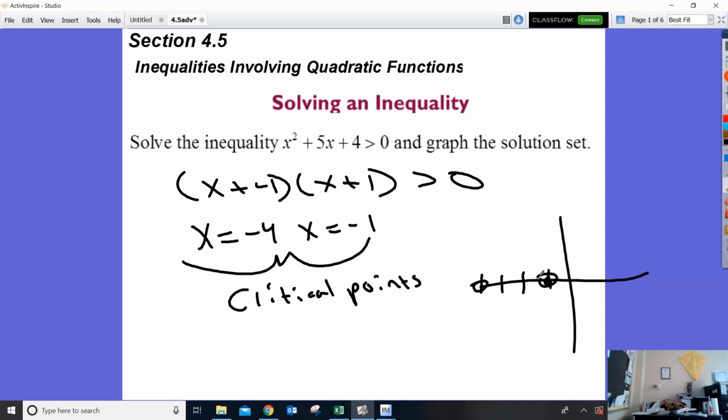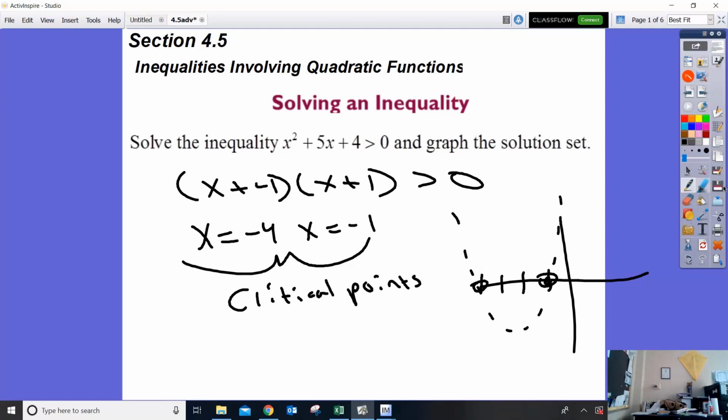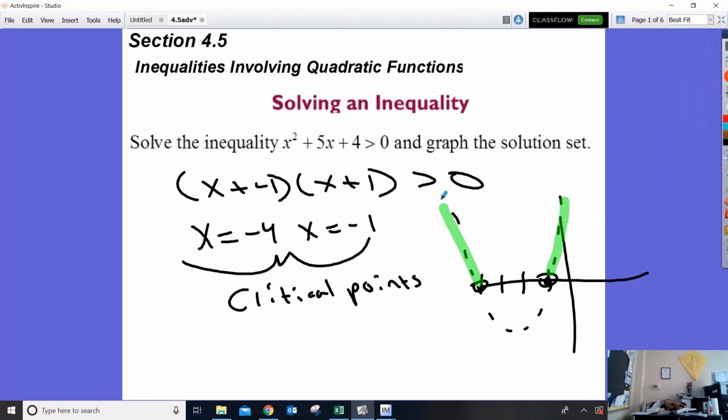Is this thing going to open up or down? What symbol is in front of x squared? So does it open up or down? Up. So a freehand graph of this thing looks kind of like this. Now the question is where are you greater than 0? Well, that happens in two places on the graph. That happens here, and that happens there. That's where the graph is more than 0. And that's what tells you how to answer.